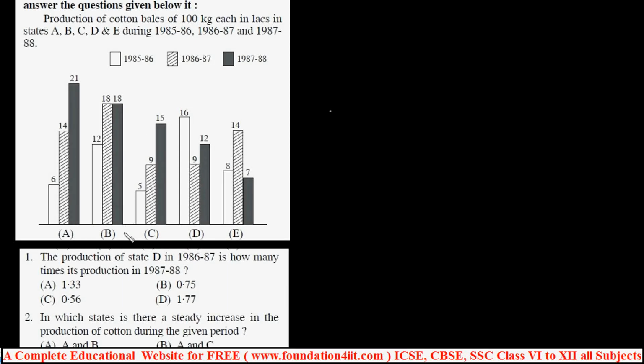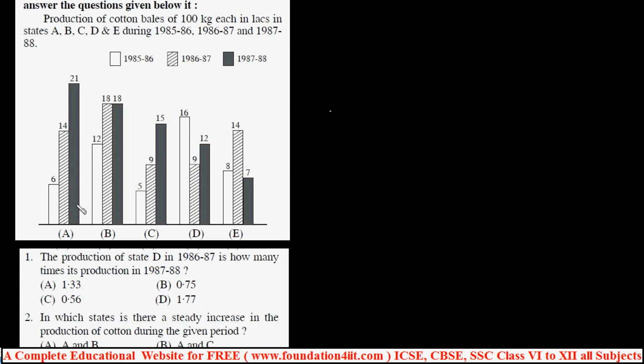Let us see this example. The production of cotton bales of 100 kg each, in lakhs, in states A, B, C, D, E during 1985-86 to 1987-88. So this is the time period. Let us see how the questions are asked, based on the table only.